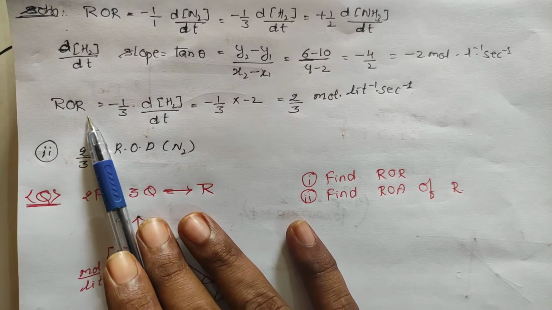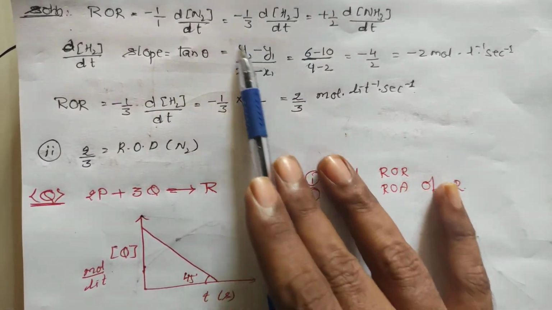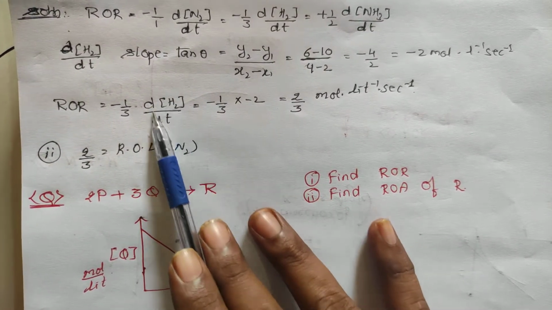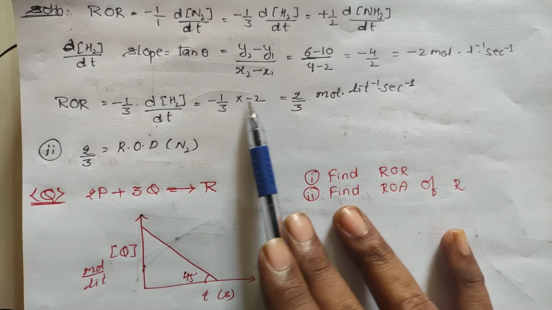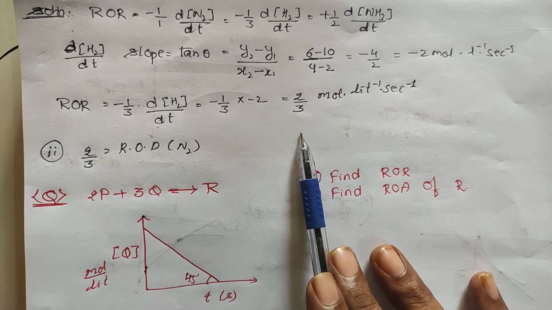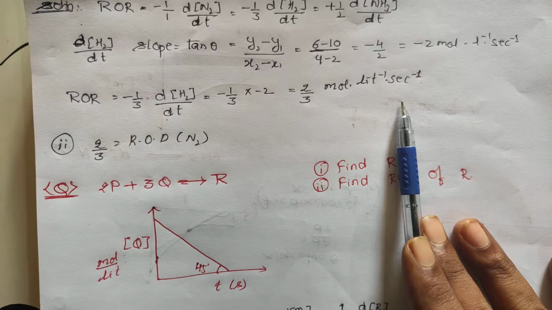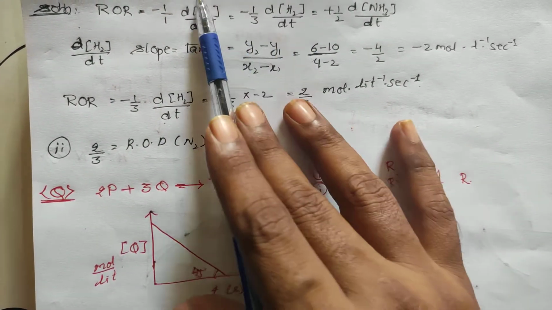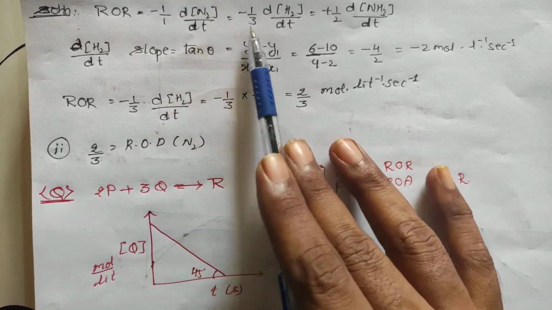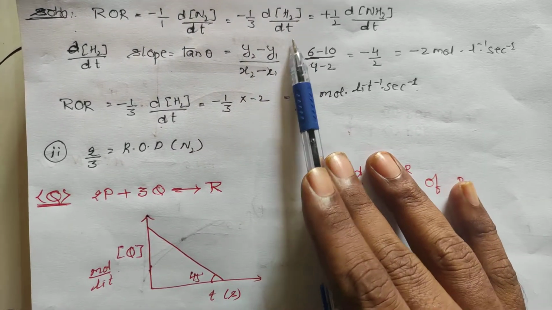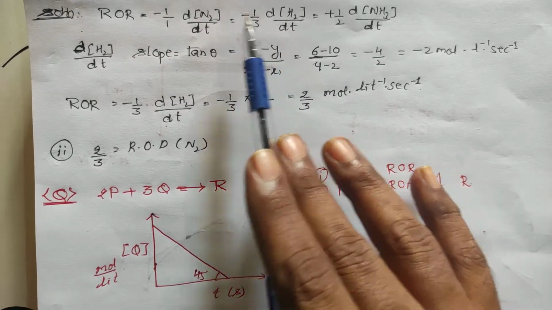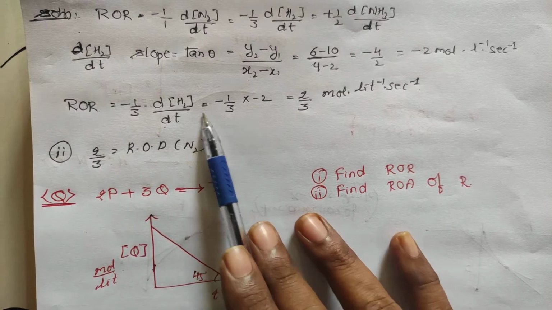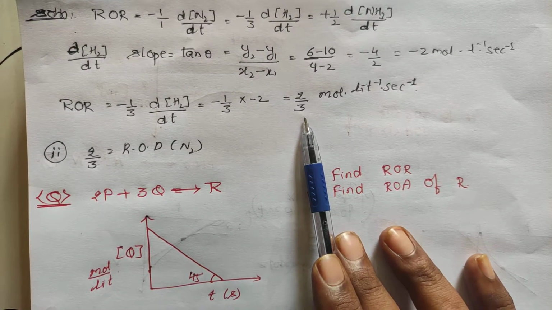The rate of reaction will be equal to minus 1 by 3 dH2 by dt. You have got the H2 value as minus 2, so minus 1 by 3 into minus 2 gives 2 by 3 mol per litre per second. The question asks for dN2 by dt. Minus 1 by 3 of dH2 by dt equals minus dN2 by dt, so the rate of disappearance of N2 will be 2 by 3, because this is the value you obtained here. Clear, students?